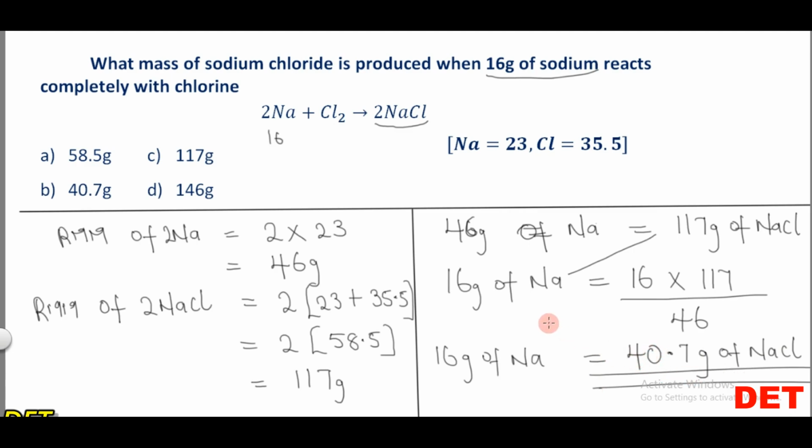It's a very simple and straightforward question. When you see a question like this, the first thing you do is calculate the mass of the sodium and then calculate the mass of the sodium chloride. From this balanced equation, you know already that 46 grams of sodium would give you 117 grams of sodium chloride. So 16 grams of sodium will now give you 16 times 117 divided by 46, and that will give you 40.7 grams of sodium chloride.